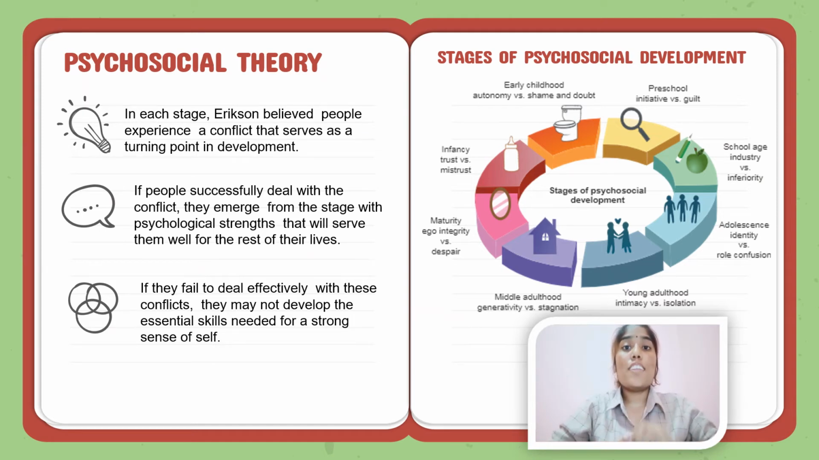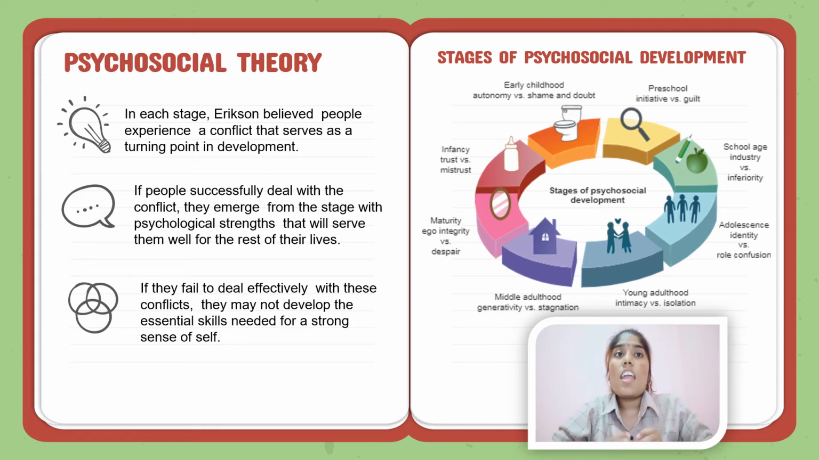Last but not least, the last theory is psychosocial theory. In each stage, Erikson believed people experience a conflict that served as a turning point in development. If people successfully deal with the conflict, they emerge from the stage with psychological strengths that will serve them well for the rest of their life. If they fail to deal effectively with these conflicts, they may not develop the essential skill needed for the strong sense of self. There are 8 stages of psychosocial development.